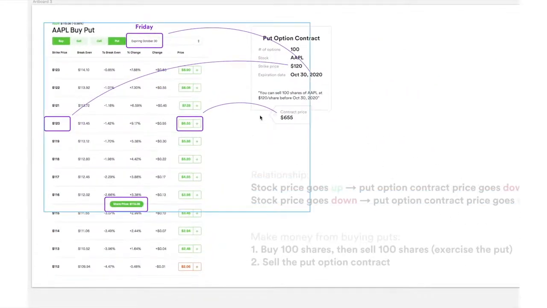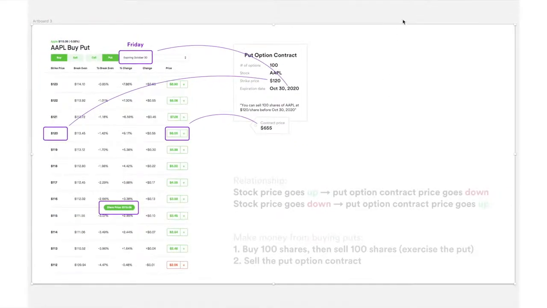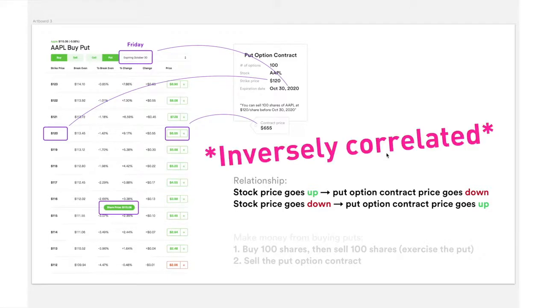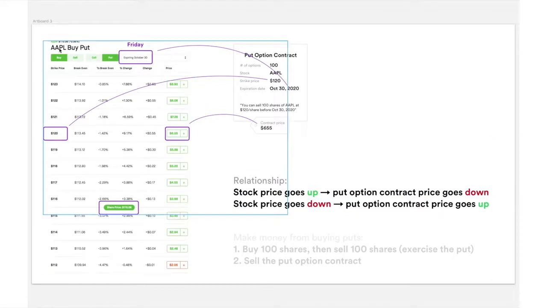So now let's take a look at the relationship between the stock price and the option price. Generally speaking, the stock price is inversely proportional to the put option contract price, which means if the stock price goes up, the put option contract price goes down. So let's say Apple right now is 115.08, it goes up to 125.08. Then the put option contract price will go down to like 555 instead of 655. If the stock price goes down, the put option contract price will go up. So if Apple drops from 115.08 to 105.08, then the put option contract might go up to $755, let's say. Okay, so this is the relationship between the two.